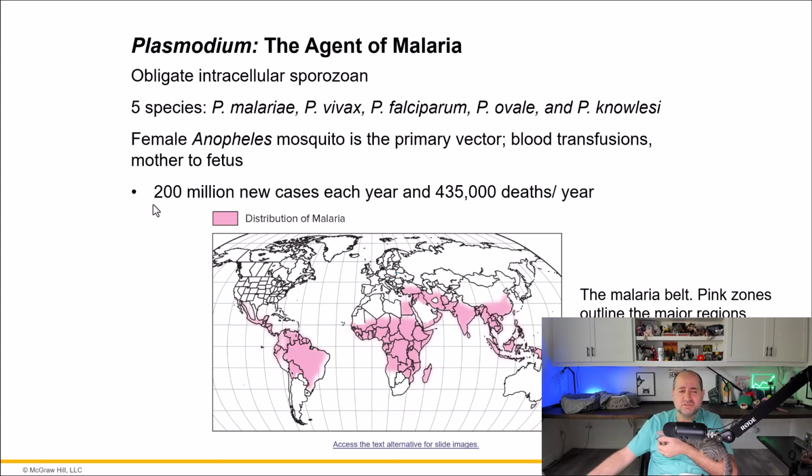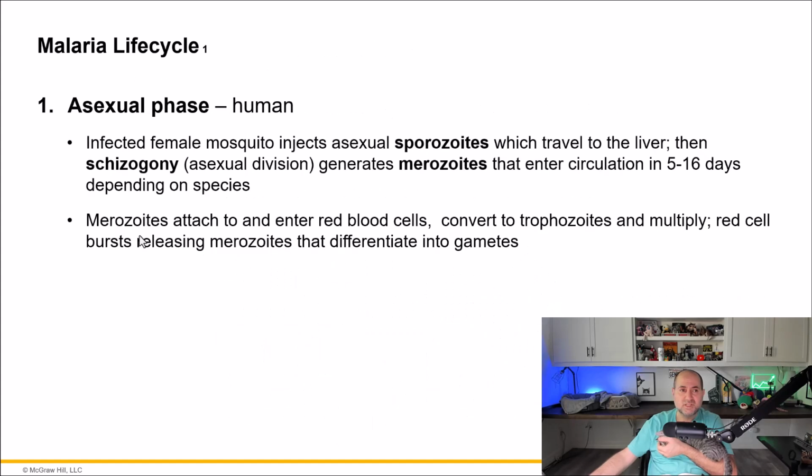This is responsible for 200 million cases each year, with almost 500,000 deaths per year. And this is along what's called the malaria belt. You see the pink zones along the equator? The pink zones outline the major regions that harbor malaria. The malaria life cycle is interesting.